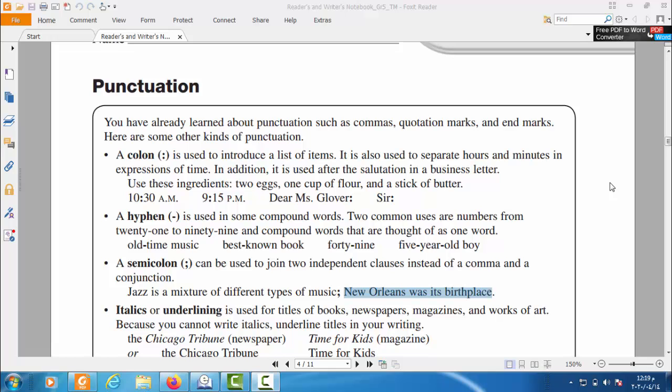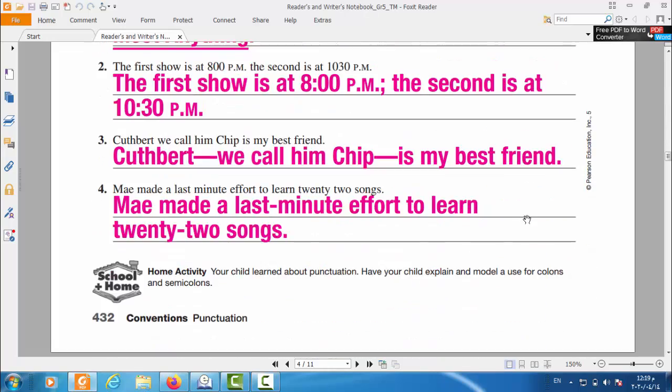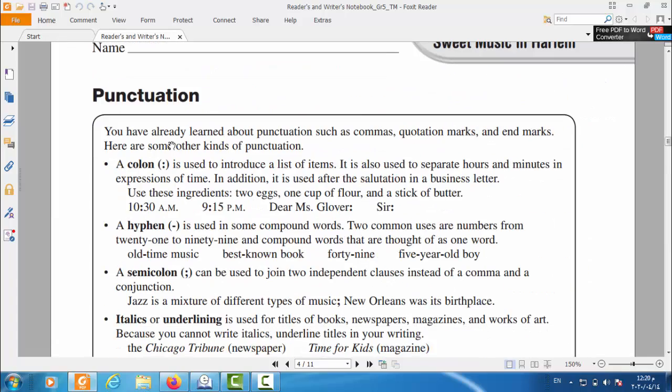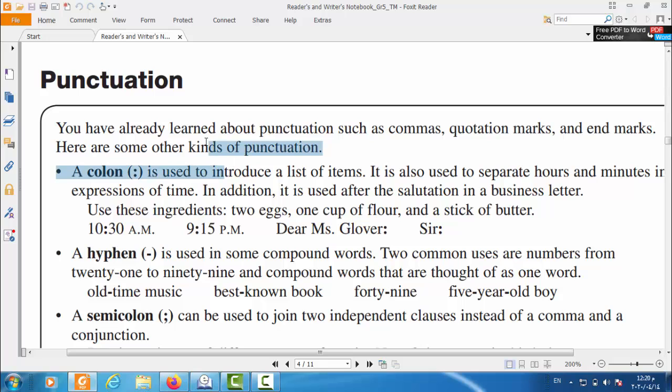Today's lesson is going to be grammar, which is punctuation. In punctuation, we have already learned some punctuation tools like commas, quotation marks, and end marks. At the beginning of the lesson in the Readers and Writers Notebook, page 432, in the box about punctuation, you will find that you have already learned about punctuation such as commas, quotation marks, and end marks. But here are some other kinds of punctuation, guys.